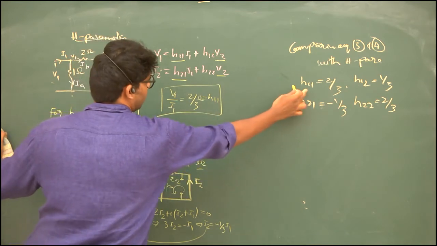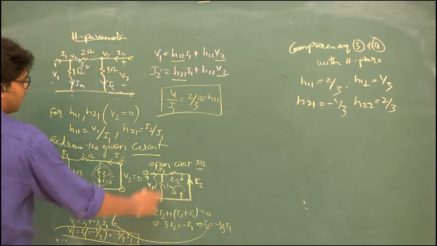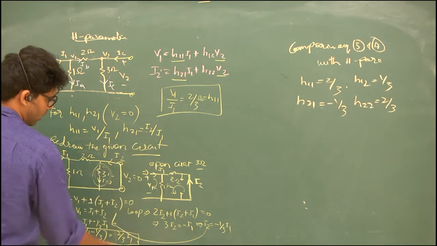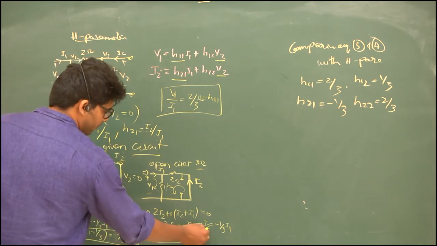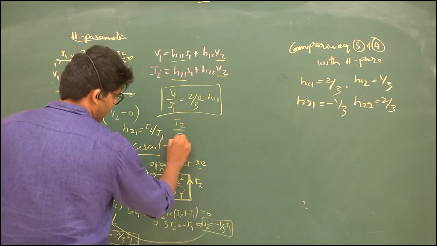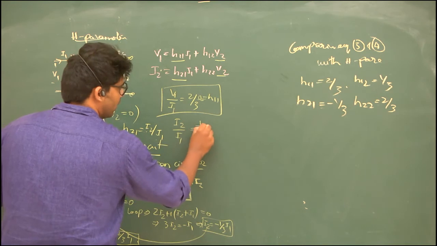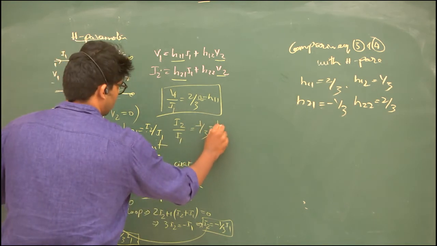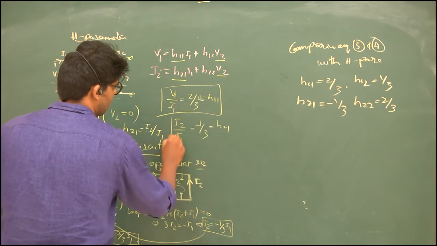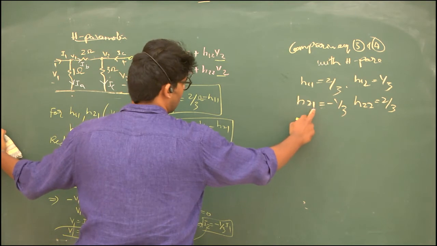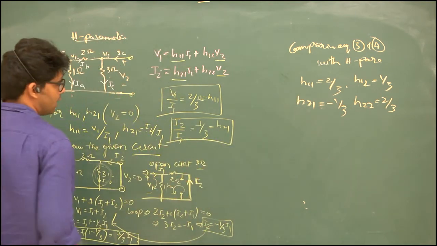In the previous method we got these equations, and in this method I am getting the same. Now we will find h21, I2 by I1. From this equation, you have I2 by I1 equal to minus 1 by 3. That I2 by I1 is h21, since it is current gain. So h21 you got minus 1 by 3. This is also satisfied.